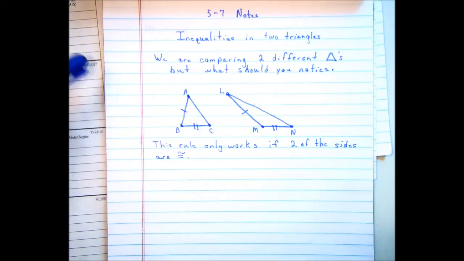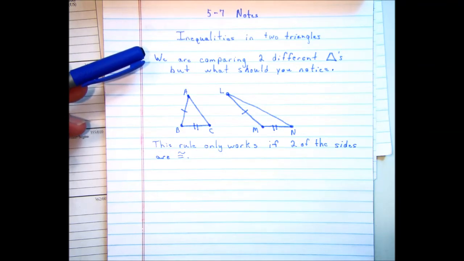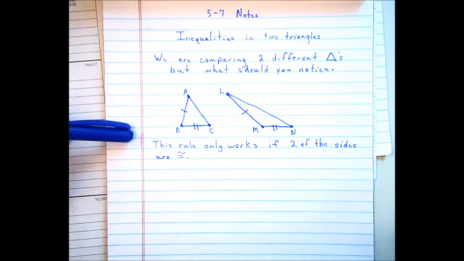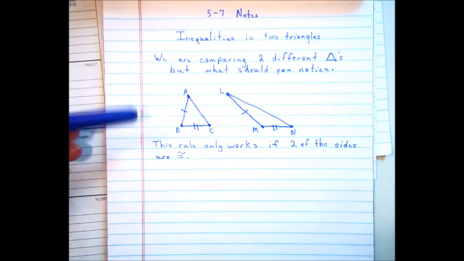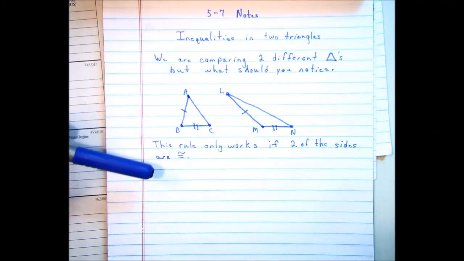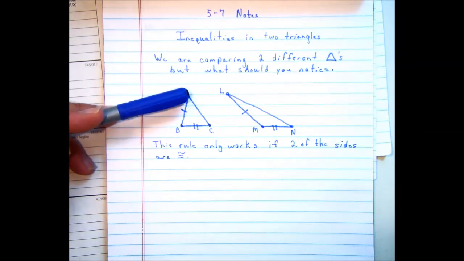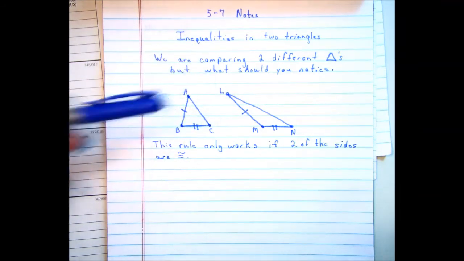Now, the key to this is we're not just comparing the two different triangles, but what do you notice about the two triangles? And hopefully you've been reading this while I've been talking, and you should be able to tell me that this is a rule that involves only if two of the sides are congruent. Okay, so it's a comparison of which side? Correct. Hopefully you chose that it's a comparison of the side that doesn't have the congruency marks.